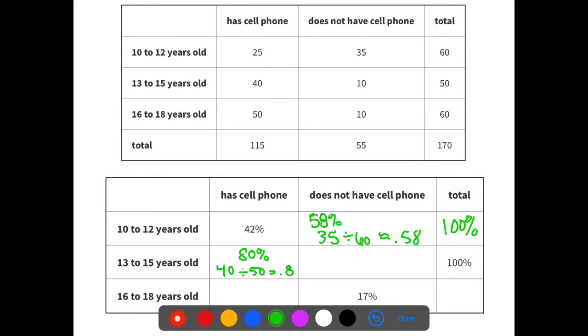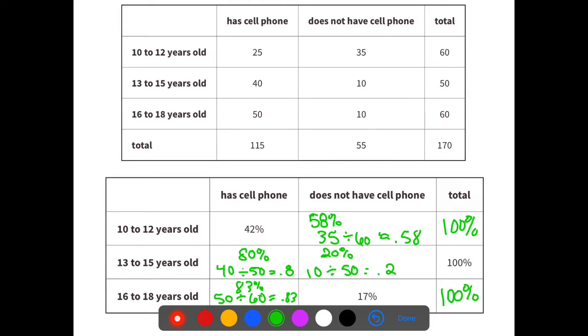Okay, and then the 13 to 15 that does not have a cell phone, you get 20%, since you take 10 divided by 50, and that is 0.2. Okay, the 16 to 18-year-olds that have a cell phone is 83%, and you get that by taking 50 divided by 60, and that is 0.83. And then again, your total should be 100%.